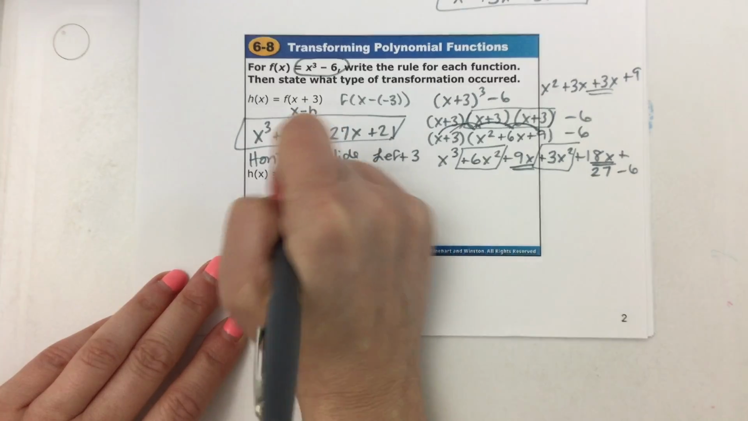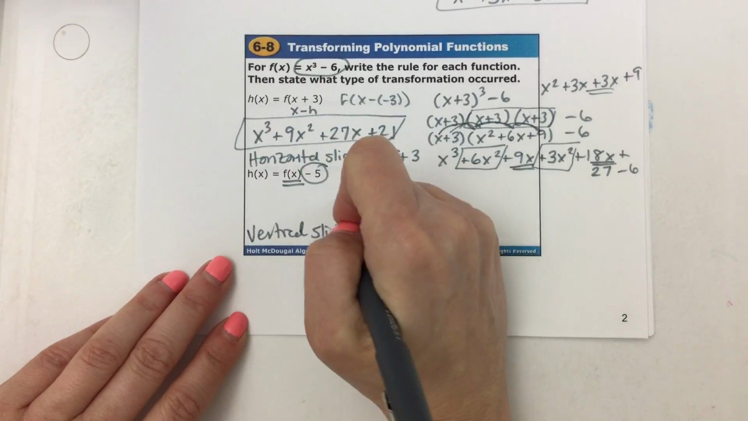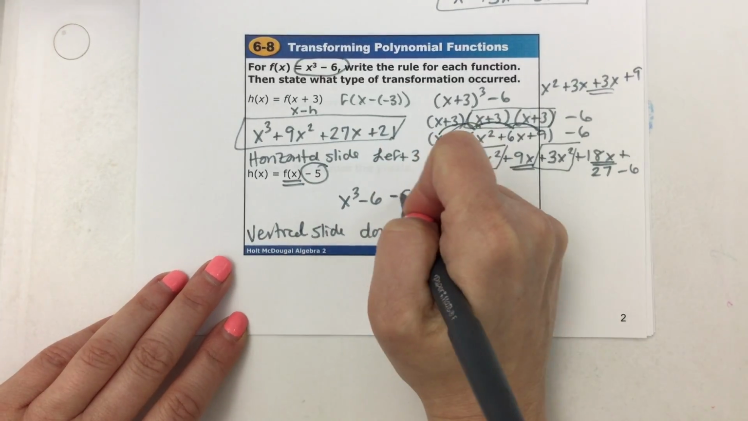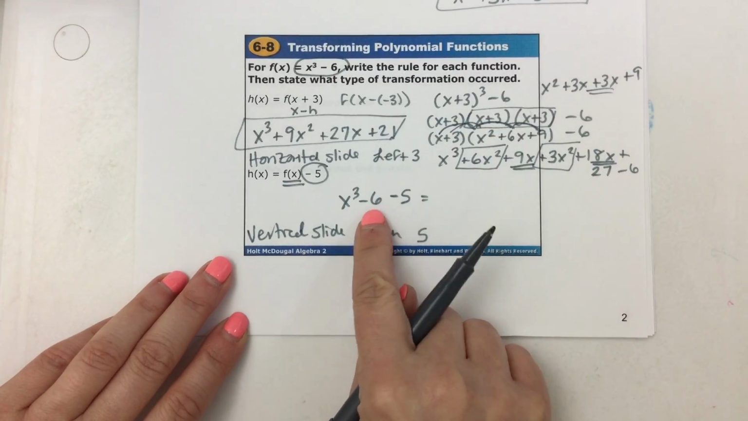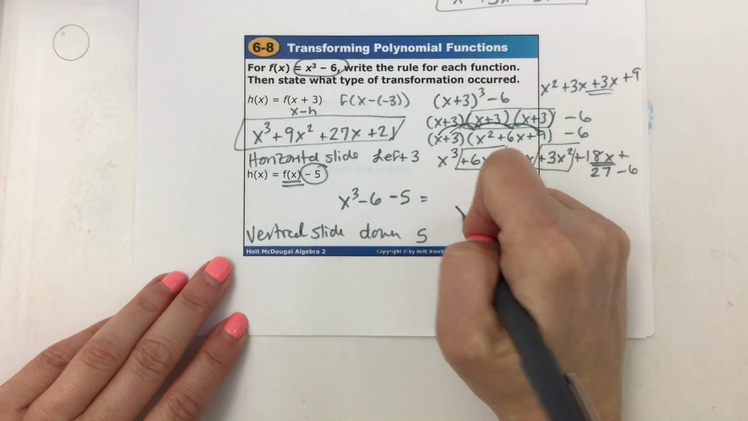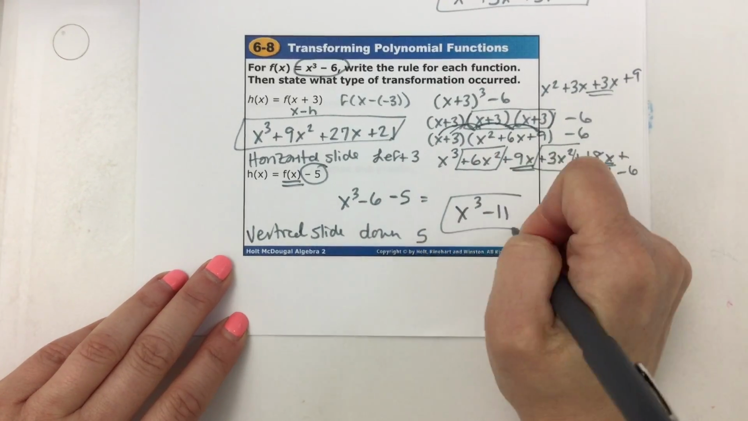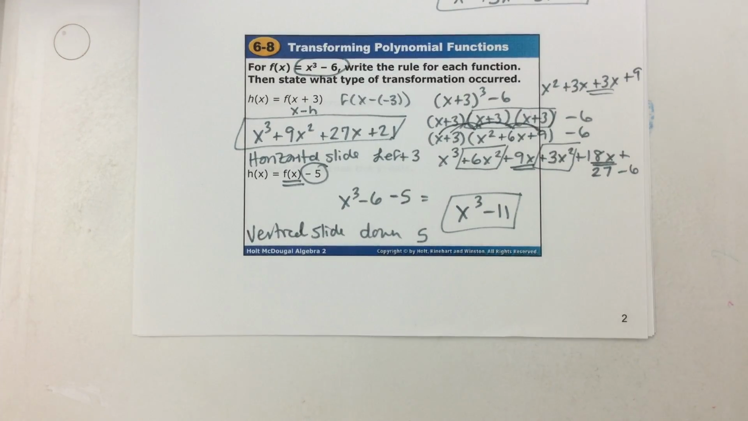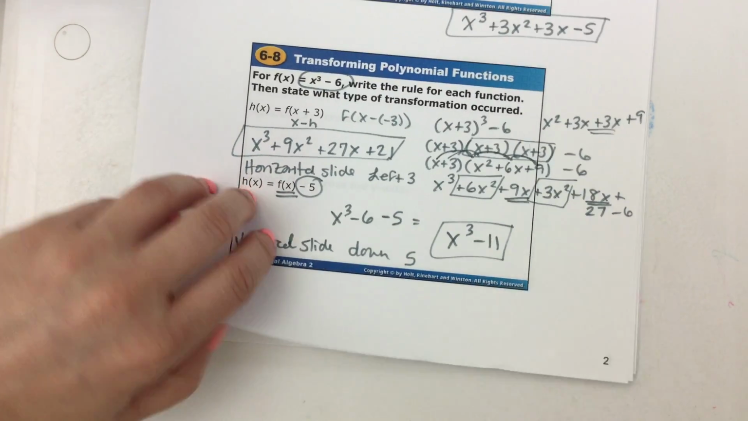The way you find the rule, rewrite the original function, x cubed minus 6. Now you minus 5 to the end. I can combine those two like terms. So x cubed minus 11 is the new rule, the transformation that occurred. You took your original polynomial function and you slid it down 5 units.